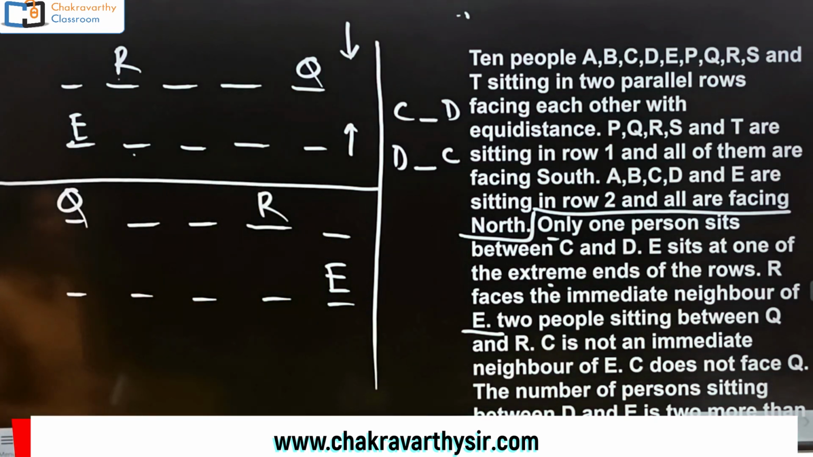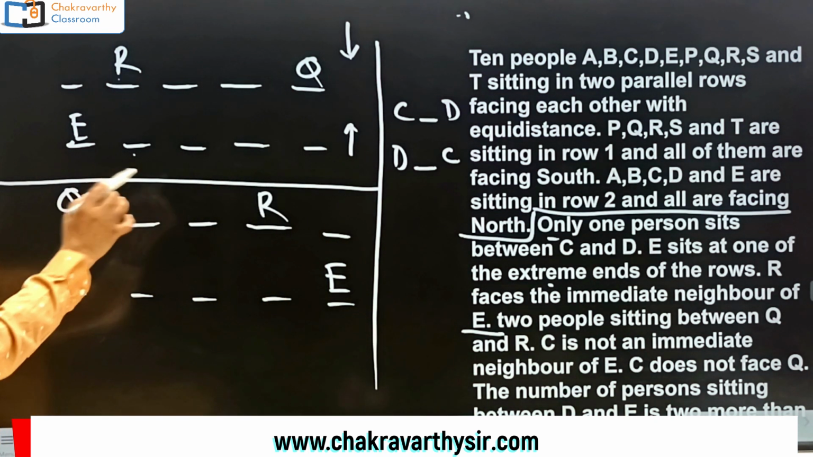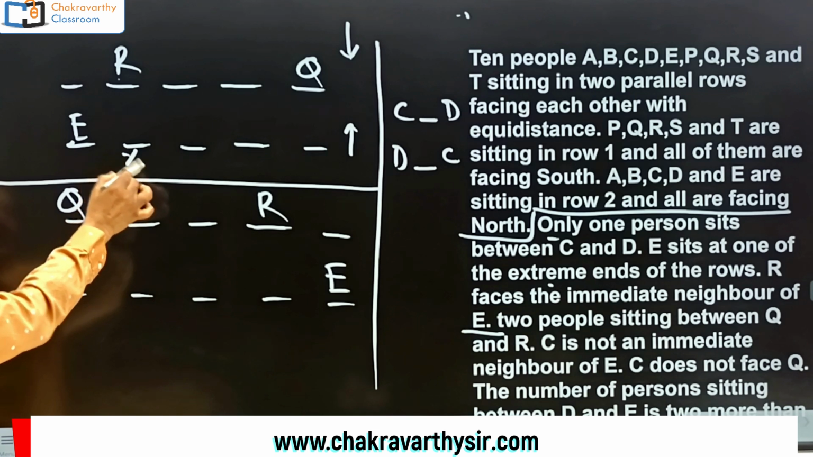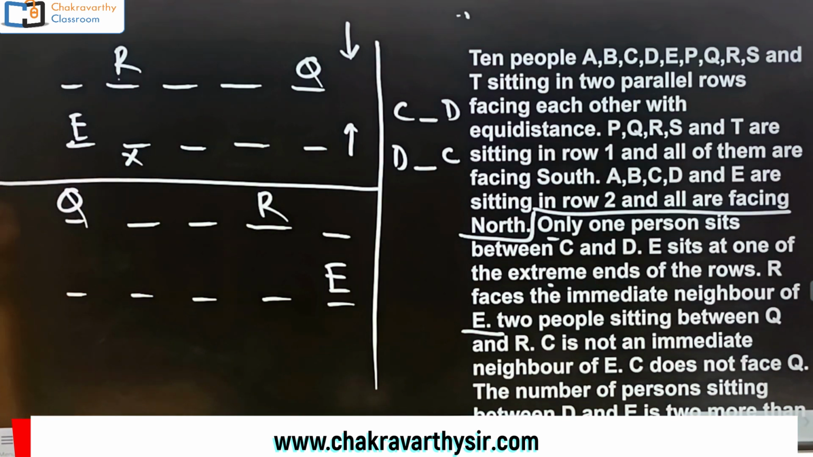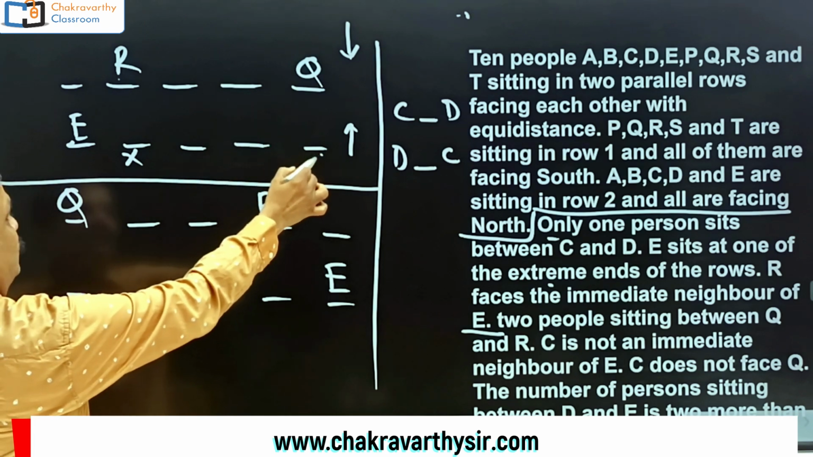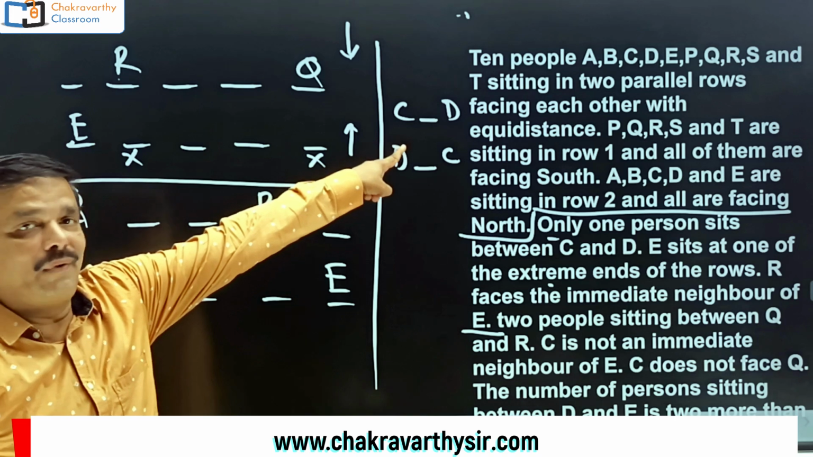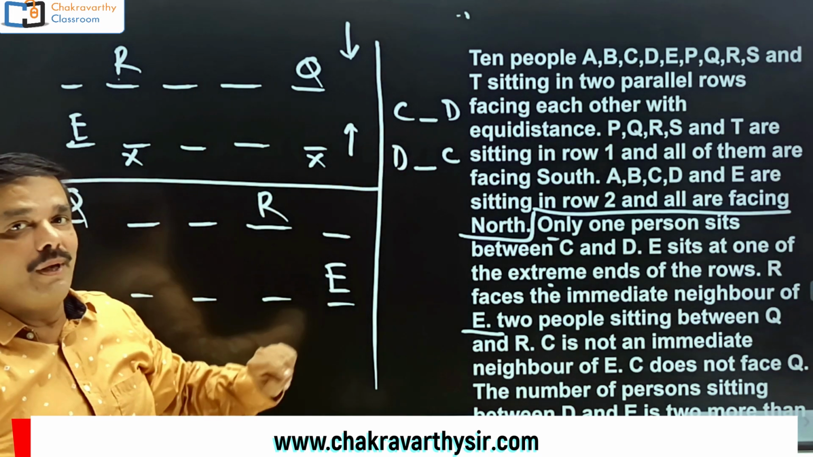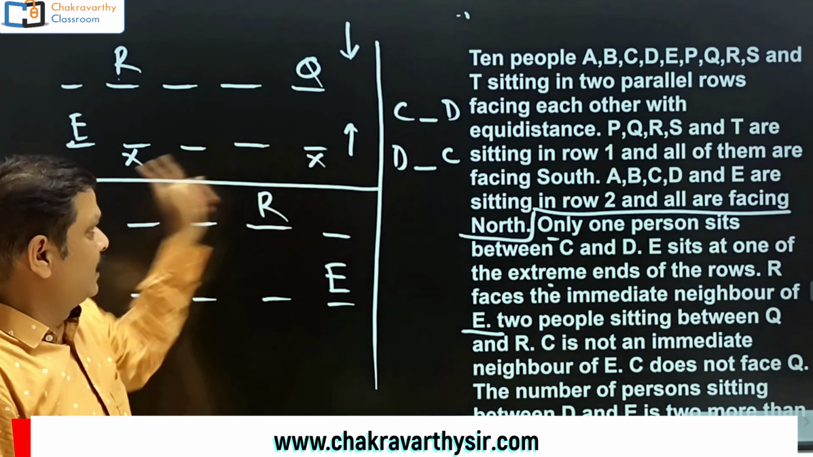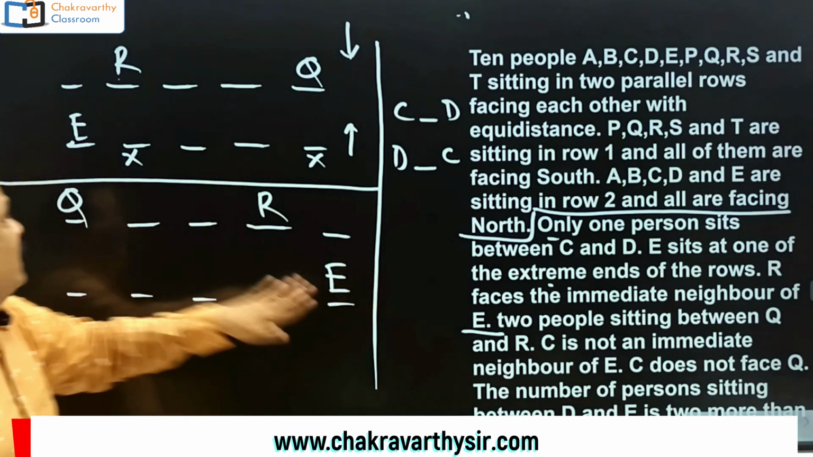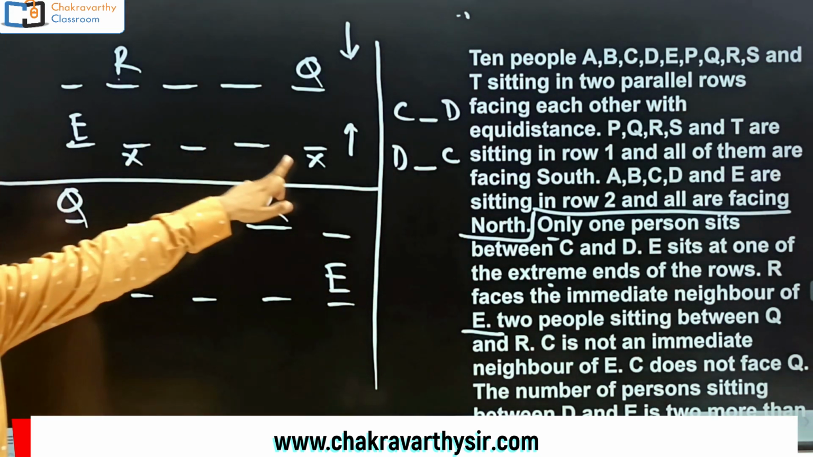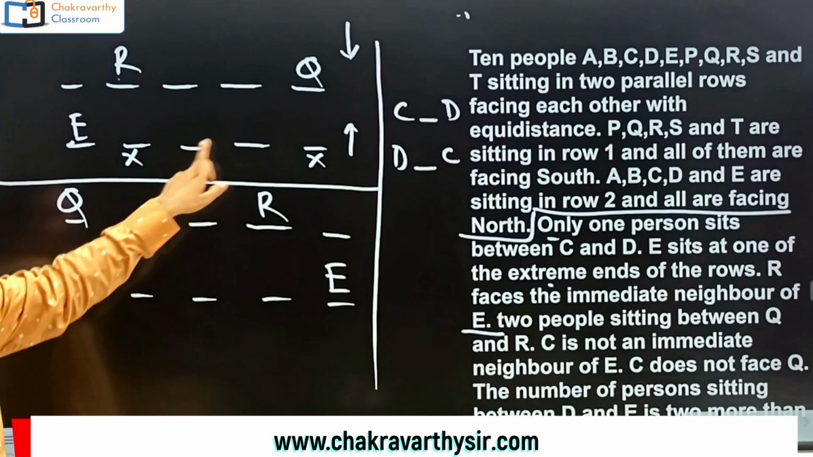What is that? C is not an immediate neighbor of E. I cannot keep C here. I am giving a cross mark here. And at the same time, C is not an immediate neighbor of E, and next, C does not face Q, and even this is also not possible. Okay, in what way is it useful for us now? Go for the previous clue here. Can I keep C and D here with these two clues? No, because I am not able to keep C here or here, but C has two more places now.